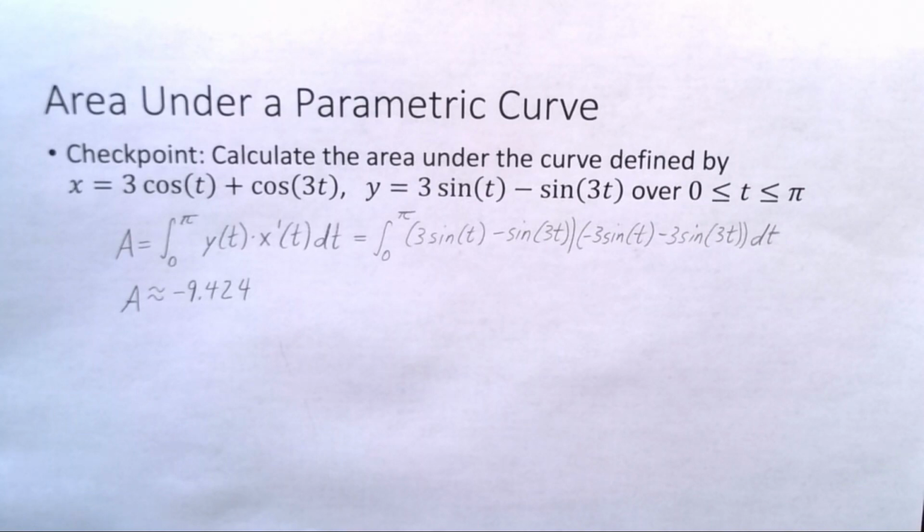You may wonder as to how the area under the curve is negative, especially when sine, the y values, are positive through the entire interval 0 to pi. The reason comes in the direction this curve is traced.